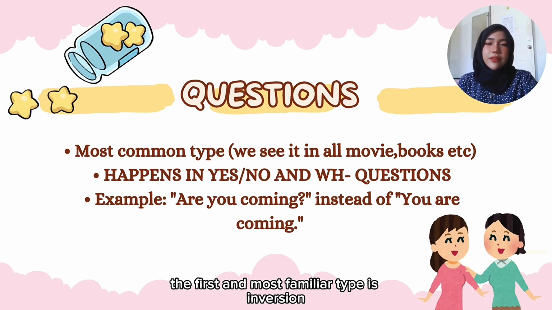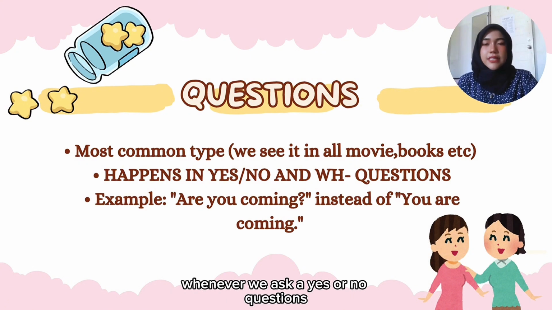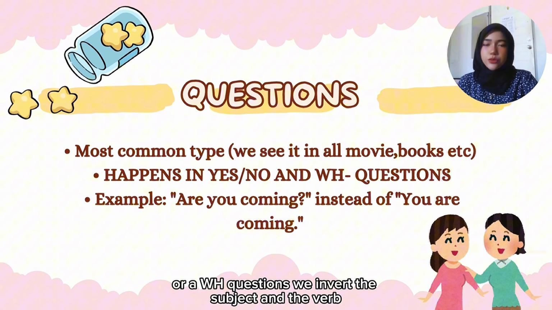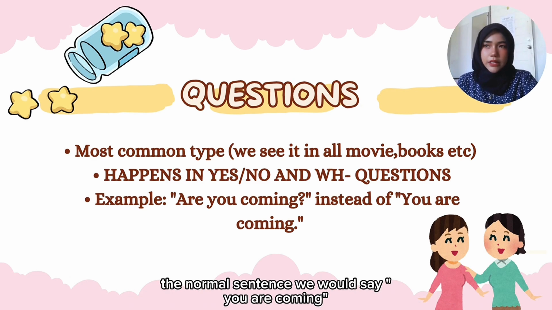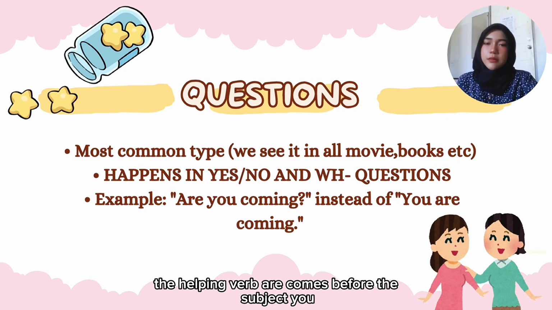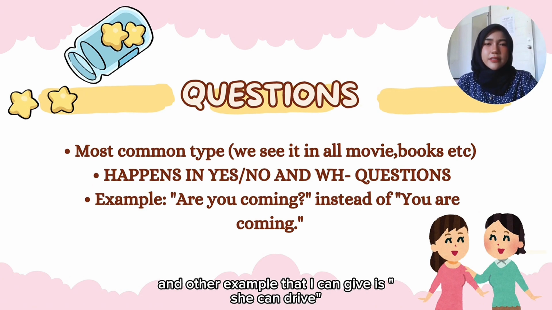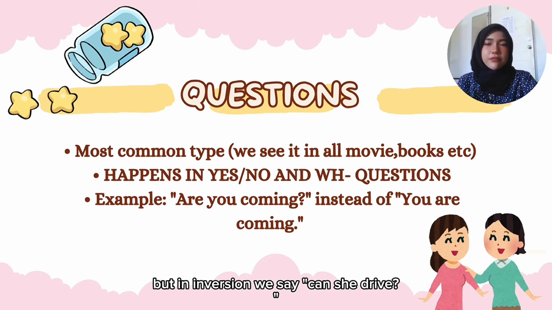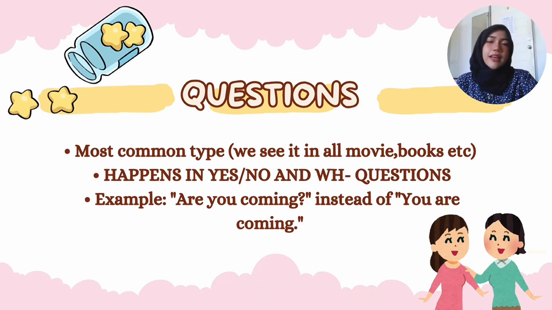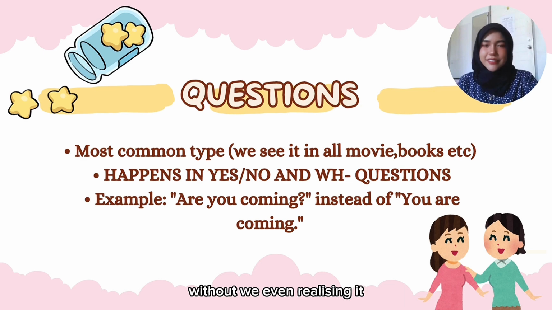So moving on to question inversions. The first and most familiar type is inversion in questions. Whenever we ask a yes or no question or a WH question, we invert the subject and the verb. For example, the normal sentence we would say is you are coming, but in inversion we would say are you coming? The helping verb are comes before the subject you. Another example that I can give is she can drive, but in inversion we say can she drive? This is something we use all the time without even realizing it.